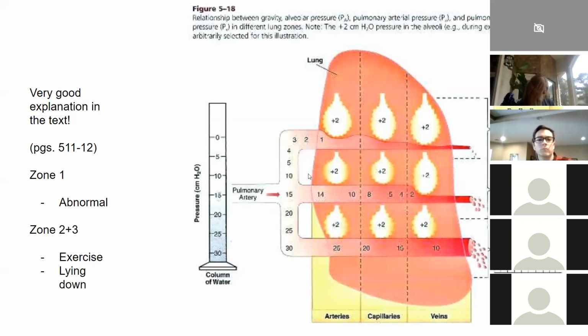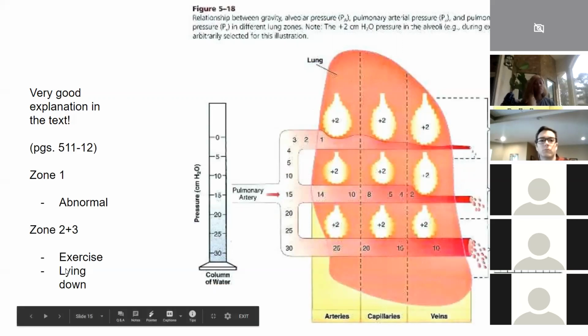So from a blood pulmonary circuit perspective, it's better to lie down, but there are other negative aspects to lying down. But yeah, that's the idea. So lying down, and again, you can read this all in 5.11 and 12, will minimize those gravity effects.